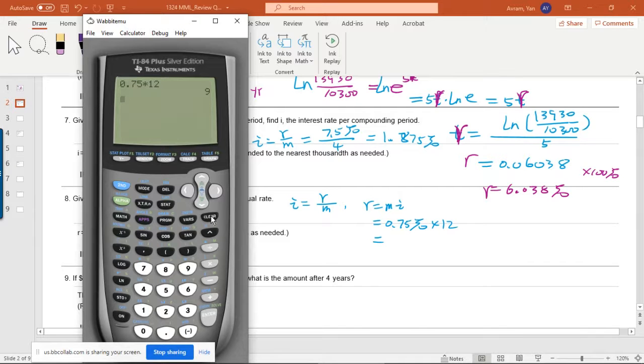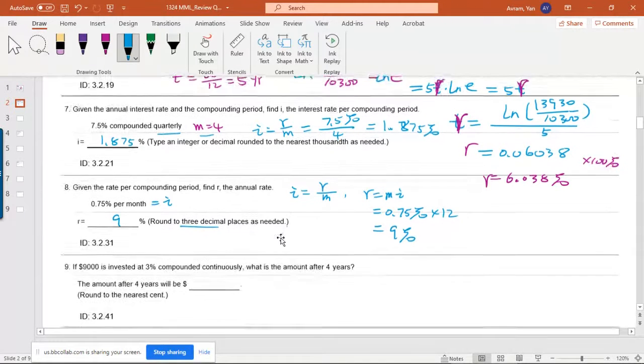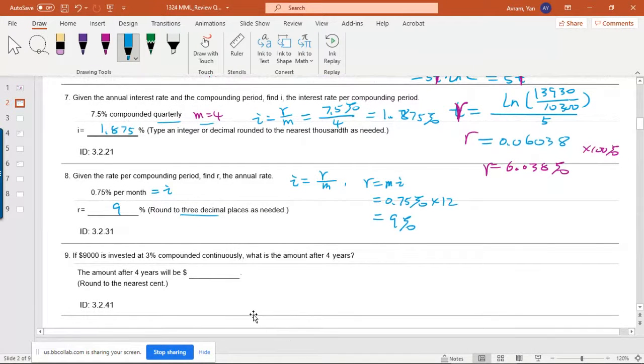All right, so that is 9%. Is 9% the annual rate in here? Okay.